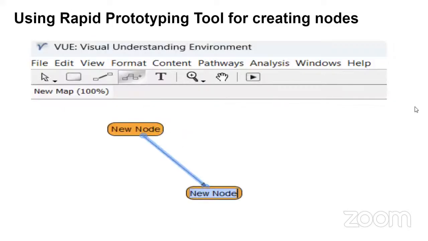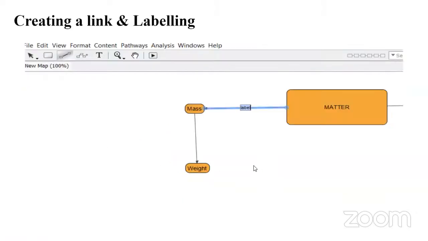So, and you can enter the multiple nodes too, by the option rapid prototyping tool. At once you can create the two nodes too. I will give a demo too. Then in this diagram, you're creating a link and labeling.